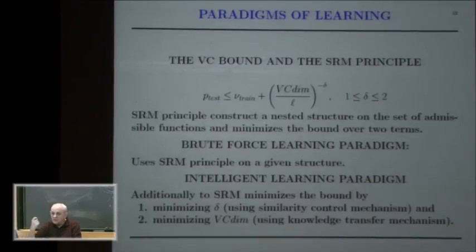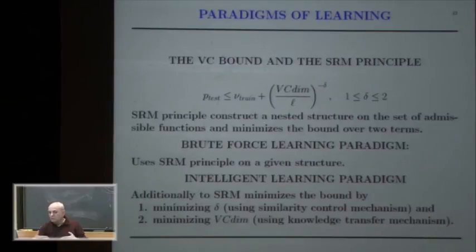So actually, when I do similarity control, I am controlling this delta. I am trying to make it closer to 1, not to 1 over 2. But when I do knowledge transfer, I am just trying to do something better with VC dimension. And it looks like, to my understanding, because it is a necessary and sufficient condition for learnability, it is the only trick which can play a teacher.